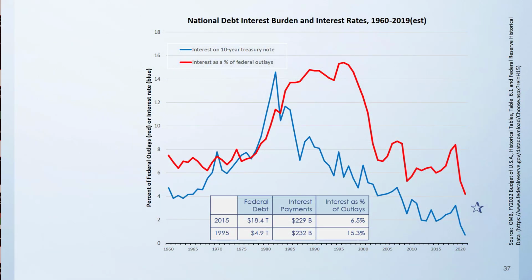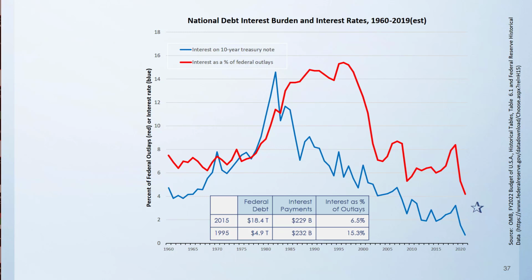So the size of the national debt is not the big problem. It's the ability to service that debt. And so what we see on this chart and on the blue line is the interest rate on the 10-year Treasury note at the end of each year. And the red line is interest payments as part of the budget, as a percent of the overall federal budget. And you notice where we are today, interest payments as a percent of federal outlays is historically low because interest rates are historically low.